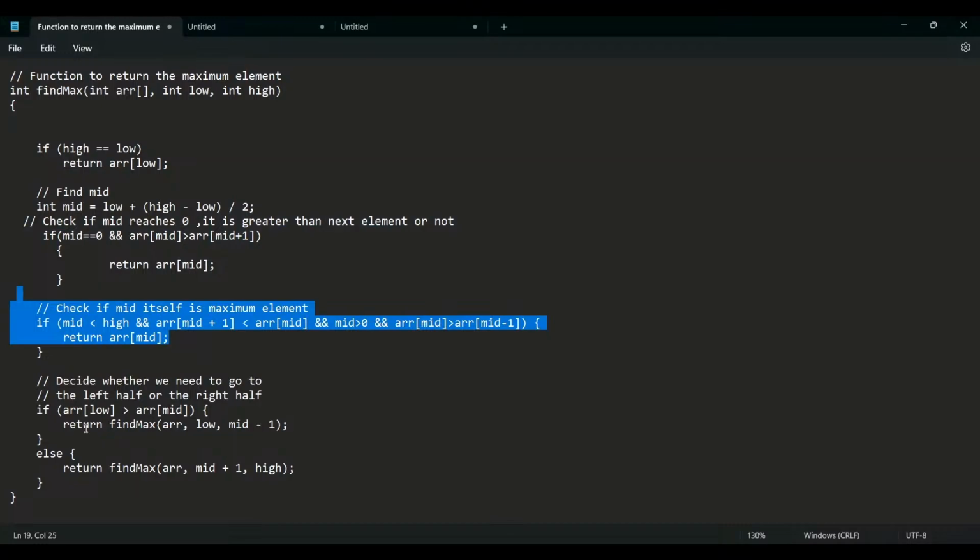Otherwise, like I said, if ARR of low is more than mid, we'll shift to the left part, and otherwise we'll shift to the right part. Is it okay? We can also write this iteratively: you just put a while loop here while low is less than high.